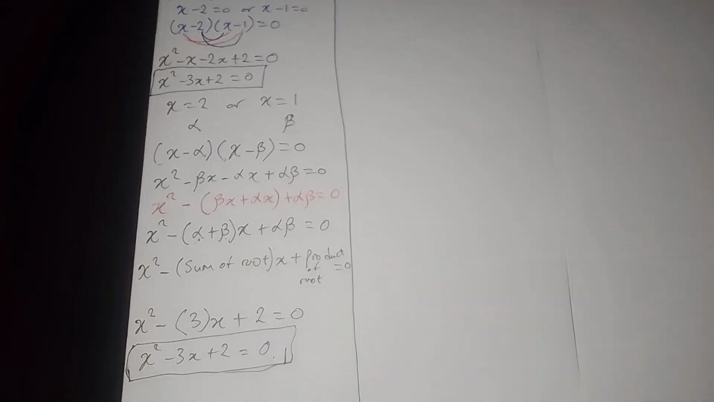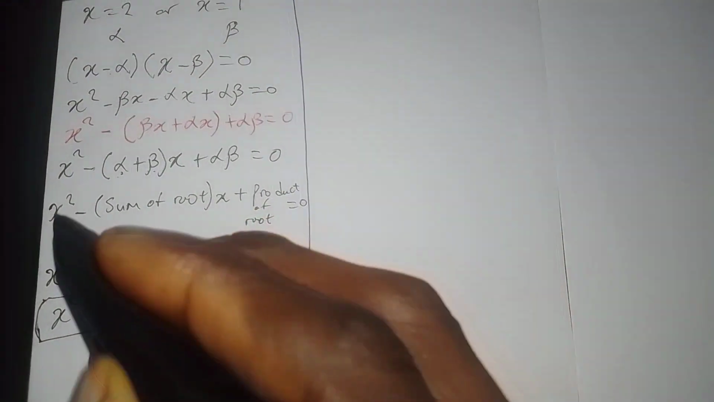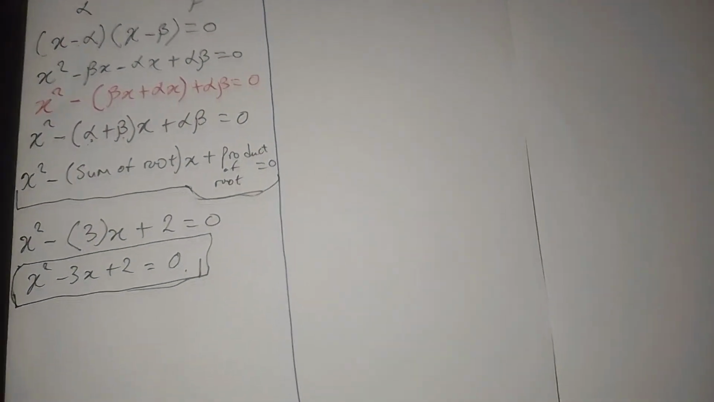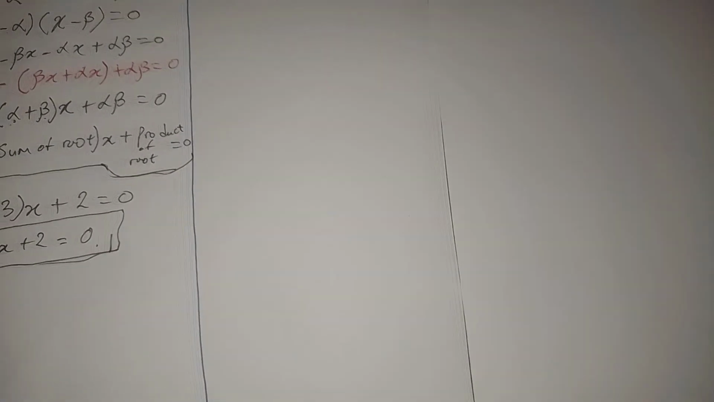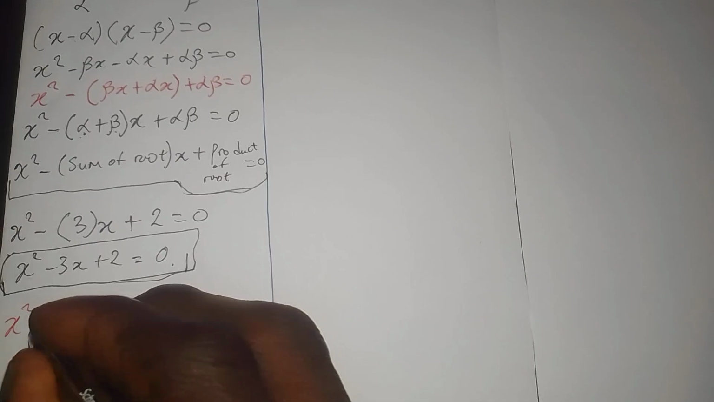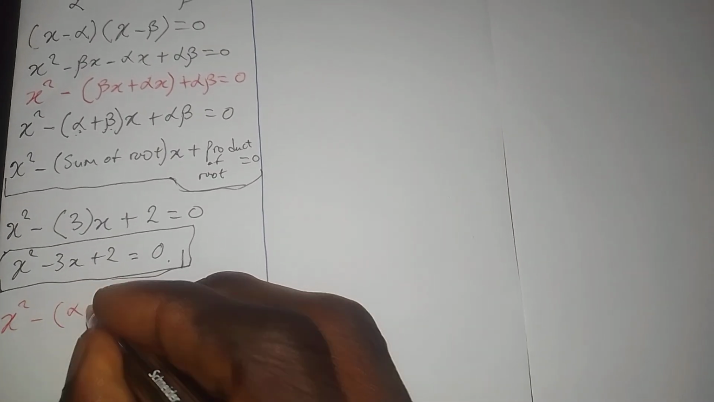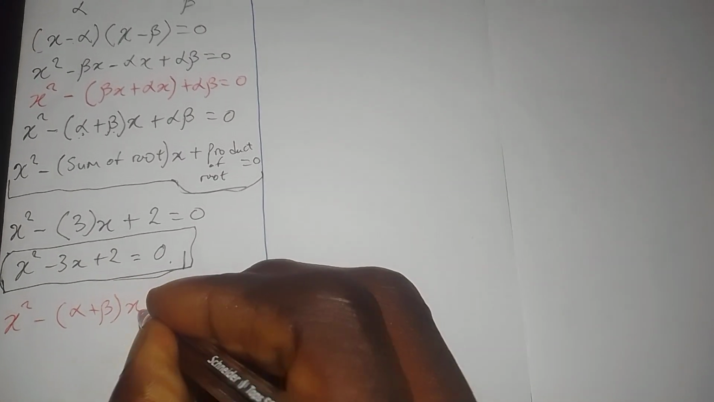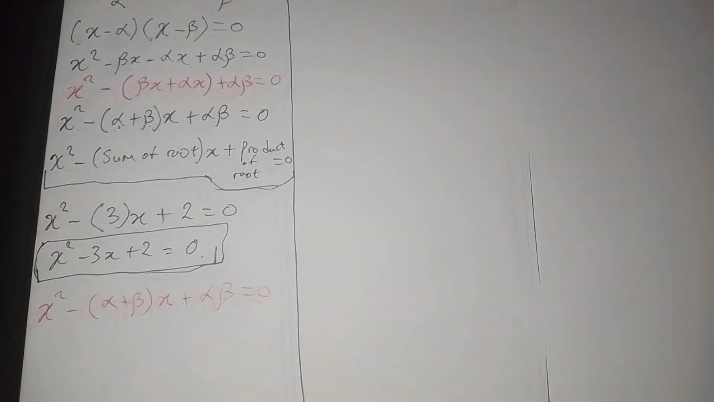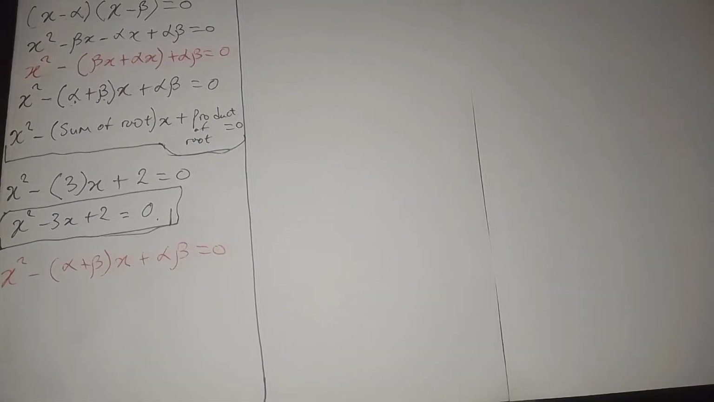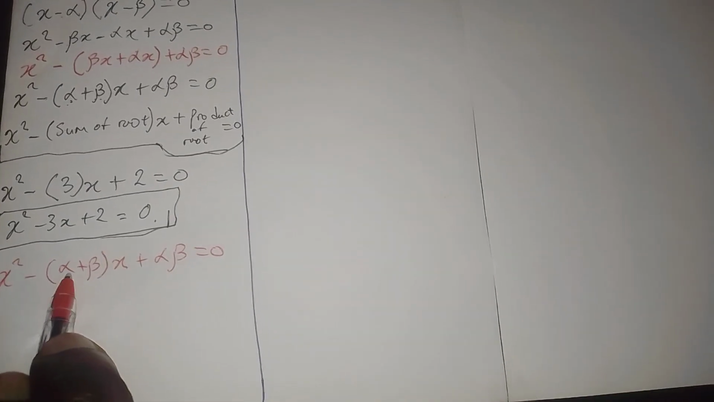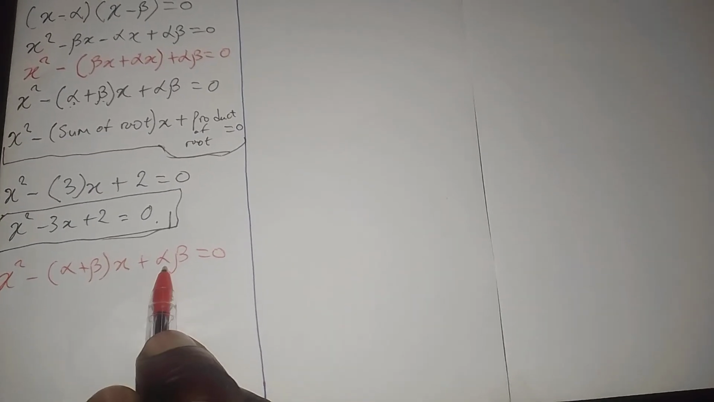Now there's another way I can actually do this. From this expression here, I'm going to need it. Let's bring it out. Remember that in this case we have said x square minus (alpha plus beta)x plus alpha beta equals 0. This is a quadratic equation. From here, let's find the value of alpha plus beta, and let's find the value of alpha beta.